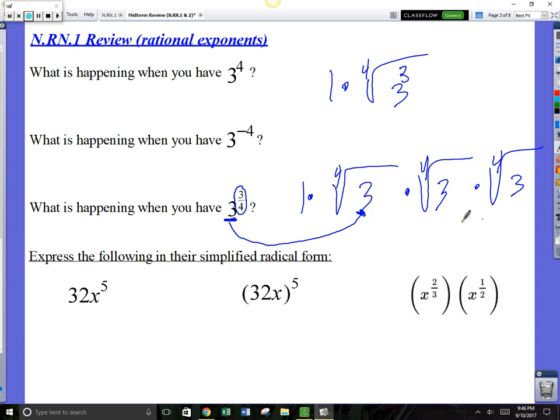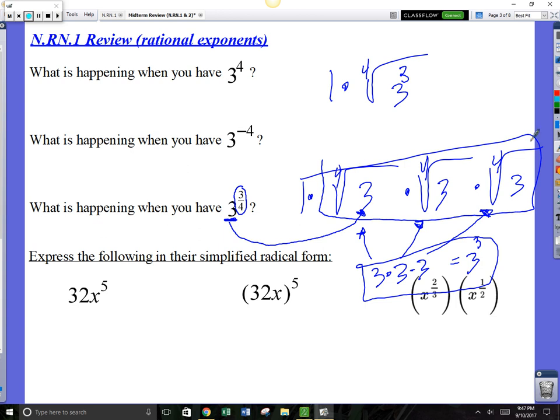So if I've got 3 of them written out, just like I've got 3 times 3 times 3, so I'm repeatedly multiplying. Let's write it as an exponent instead. That is 3 cubed. Just like this is this 4th root of 3 cubed.